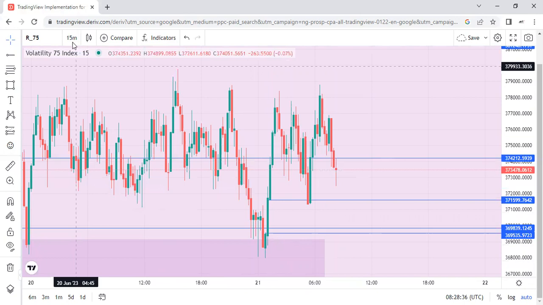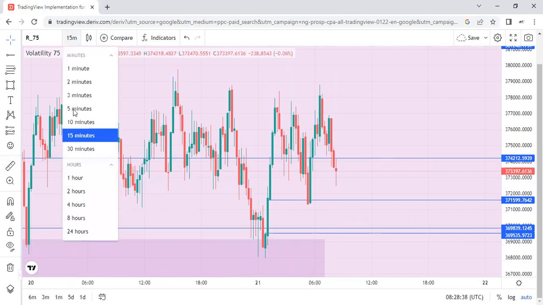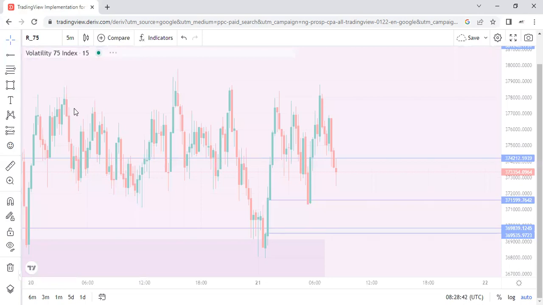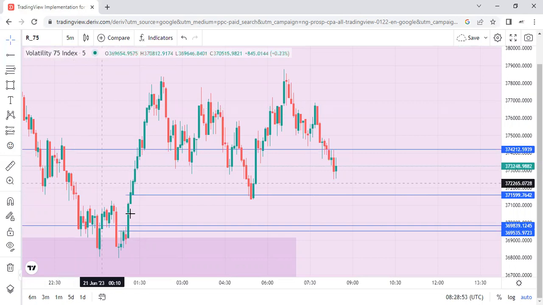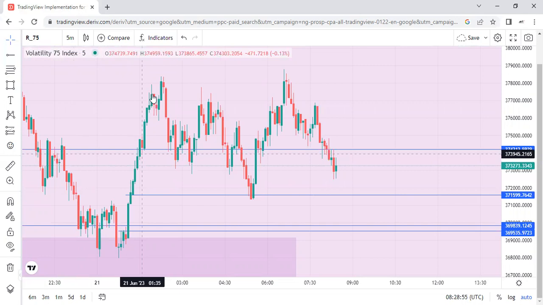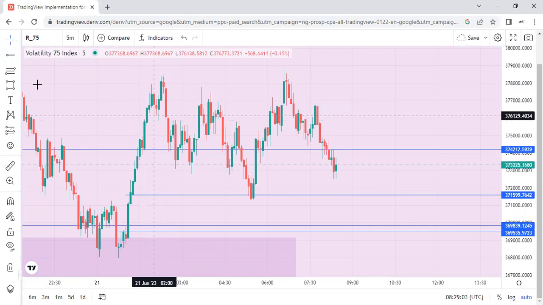Then you move to the 5-minute time frame. At this junction, we are looking for a change of character. Don't forget, this is the recent data of VIX 75 index. So this is the recent data, so don't say that I'm using past data. Now on the 15-minute time frame, we can see that market moved up, then came down here. Then as market breaks this level, this became a what? A change of character.